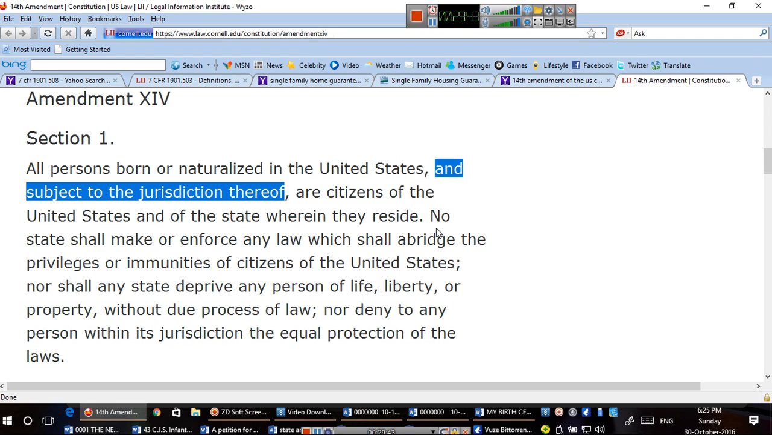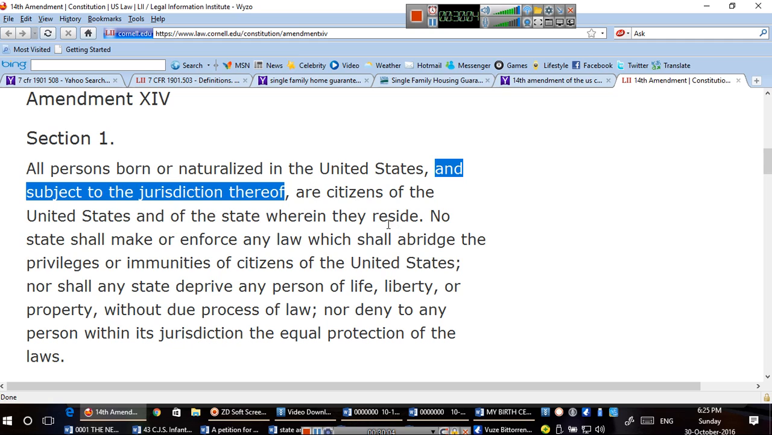I'm trying to think of the word for it. That's the loophole. You have to be subject to the jurisdiction. You can be born in the United States and naturalized, but you have to be subject to the jurisdiction. So you need to find out how to not be subject to the jurisdiction, because if you're subject to their jurisdiction, you are citizens of the United States and the state where you reside.